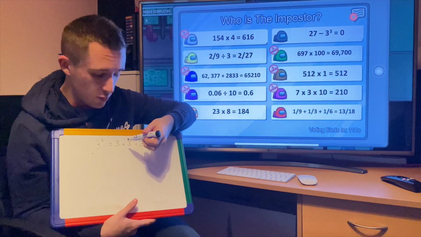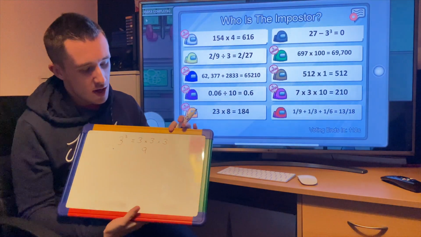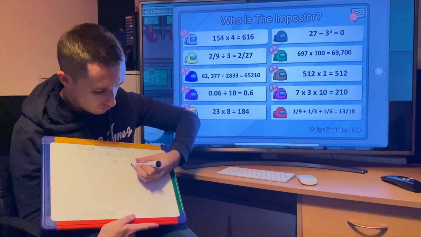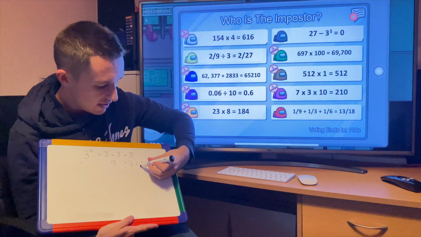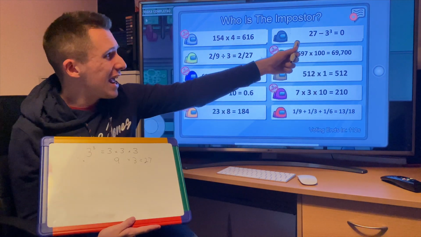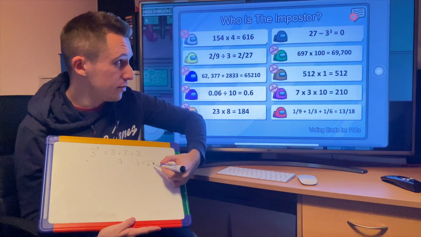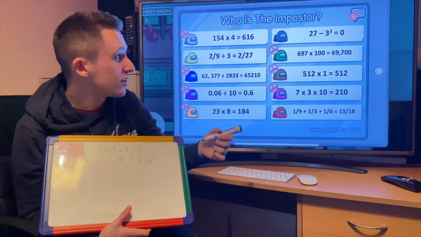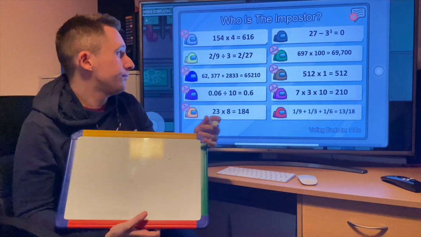So we do this one first. Well, 3 times 3 is 9. And then we take that 9 and we times that by 3. And 9 times 3 is 27. So now it's saying 27 take away 27, because that's the answer to 3 cubed, is 0, which is correct. So black is not an imposter.